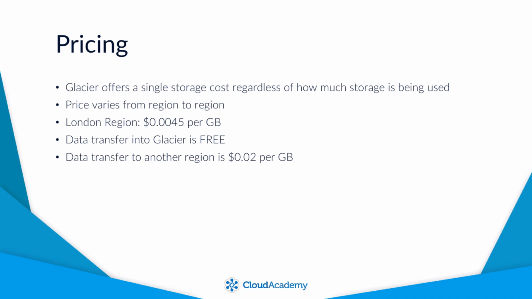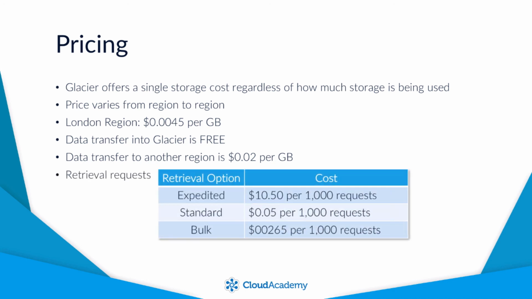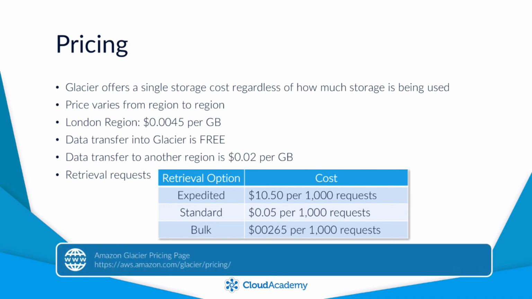As we know, there are 3 variants of data retrieval, each with their own cost per gig, which has already been covered for standard, expedited and bulk. However, there is also a cost associated to how many of these retrieval requests you make. As an example for the London region, this is priced as follows. For the latest pricing information, please refer to the Amazon Glacier pricing page.